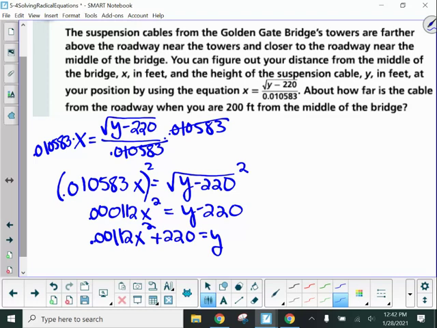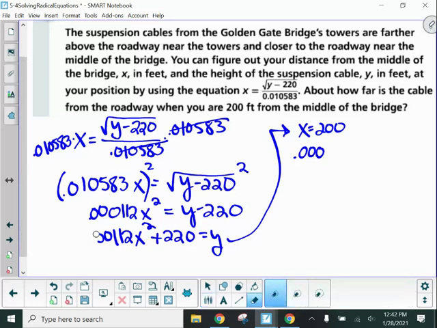Now it says, how far is the cable from the roadway when you're 200 feet from the middle? So now I'm going to let x equal 200. So I have 0.000. I guess I left off one of my zeros in this last line.